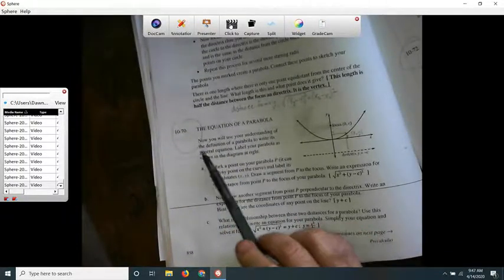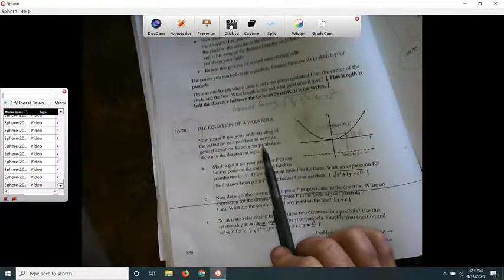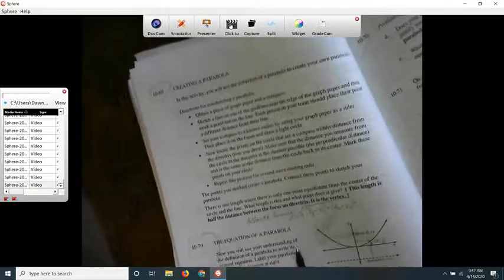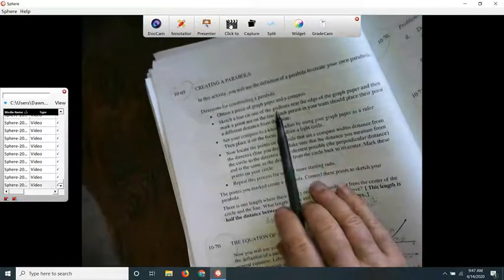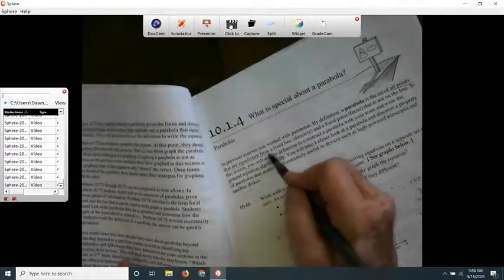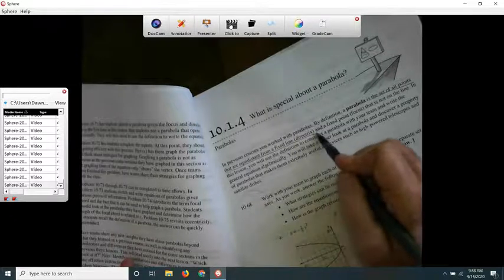It says, now you will use your understanding of the definition of a parabola. Oh, sorry. It wanted us to use the definition of a parabola to create our own parabola. So we're going to go ahead and do a little construction of it, but I'm just going to tell you that going by this definition, it's a set of all points that are equidistant from a fixed line and a fixed point that's not on the line.